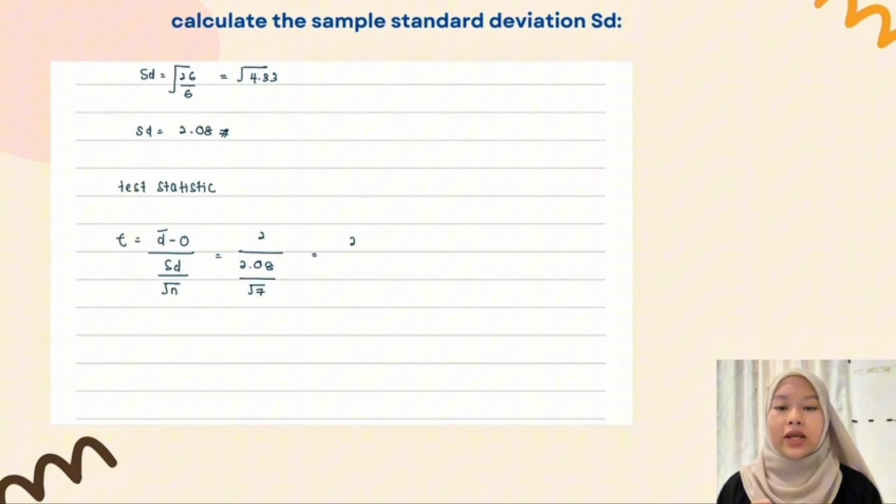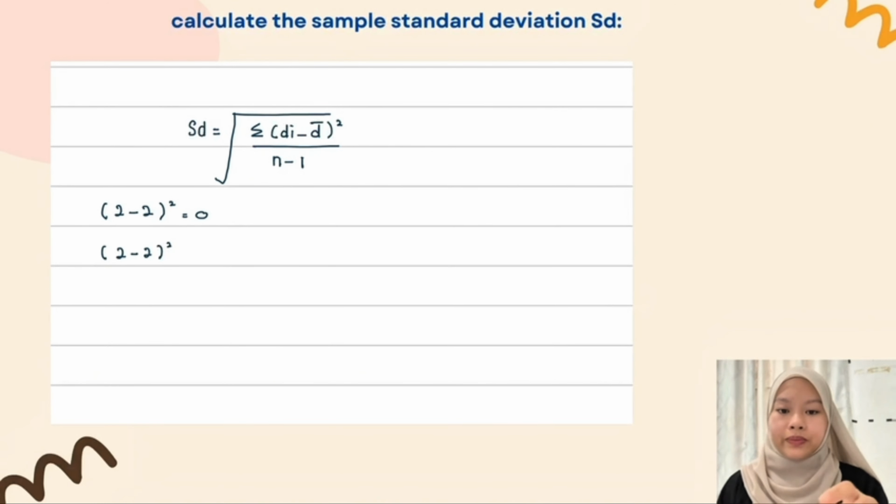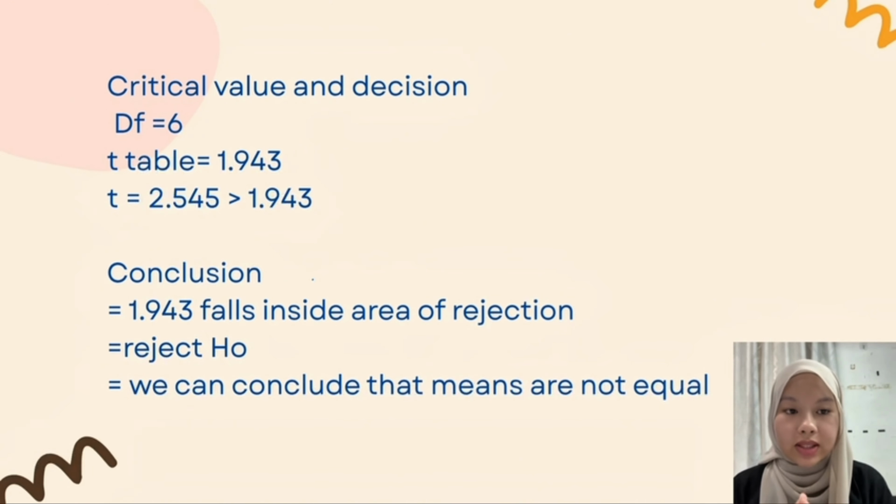After we get all the data, we can compute the test statistic. We use the t formula: d bar minus 0, equals s d divided by the square root of n. We fill in all the data in the formula and get the test statistic of 2.545. Critical value and decision: degrees of freedom is 6, and the critical value is 1.943. So we can conclude that the test statistic falls inside the area of rejection. We can reject H0 and conclude that the means are not equal.